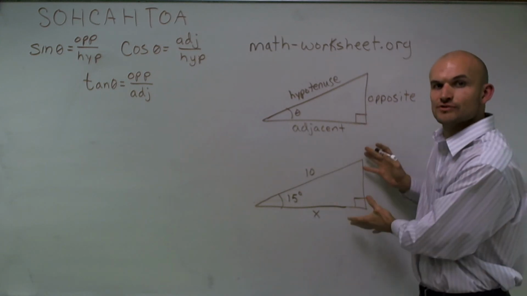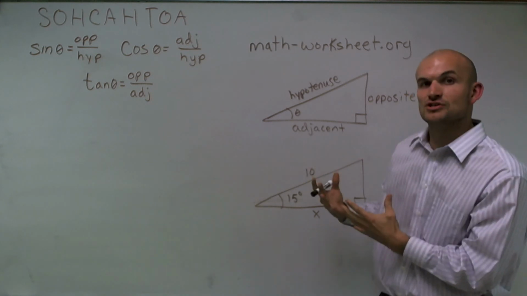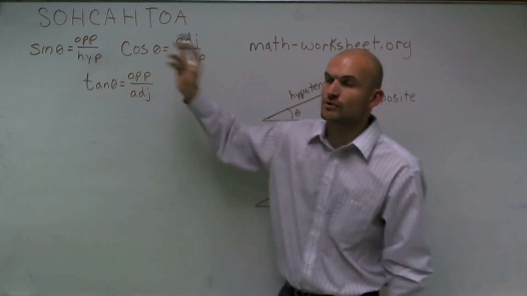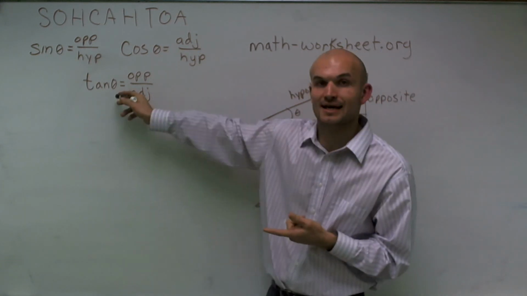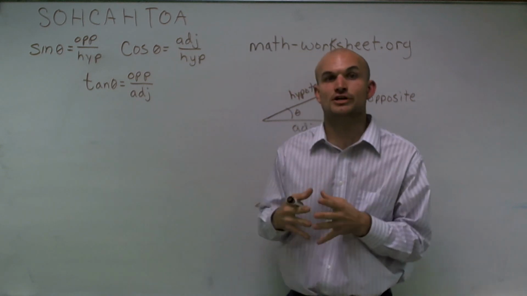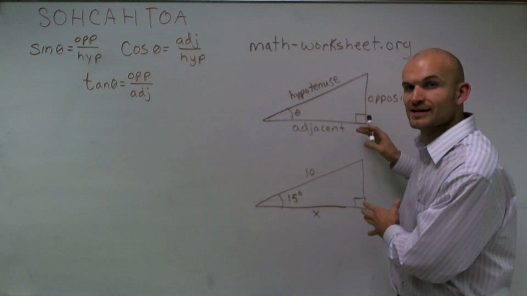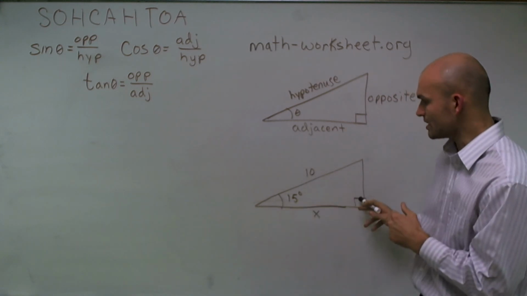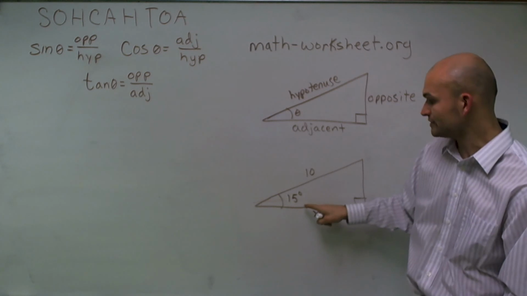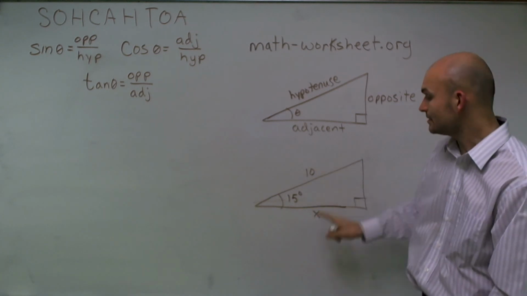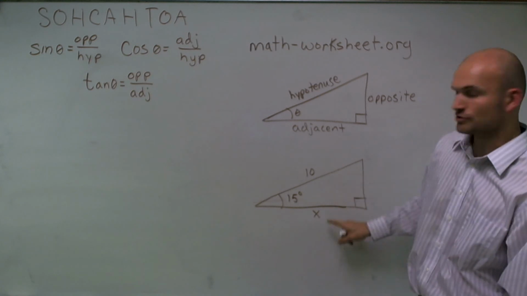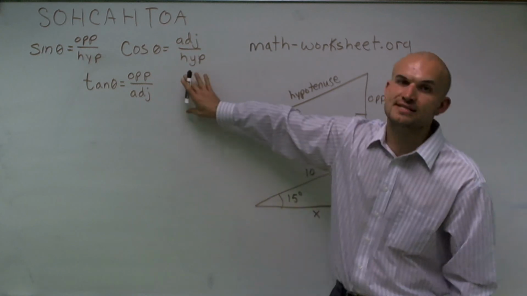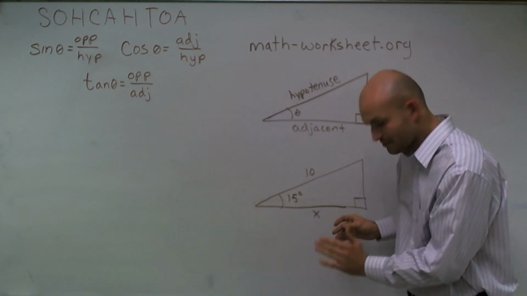Now, when using right triangle trigonometry, we have some functions that we can use to solve for our missing side lengths. And that's our sine, cosine, and tangent. These are all functions that use the ratios of the side lengths of our triangle. So right here we have a problem where I have a right triangle. My angle has been given, which is 15 degrees. My hypotenuse is 10. And my side length, which I know is going to be my adjacent side, is x. So I'm going to want to use these functions to solve for my missing side x.